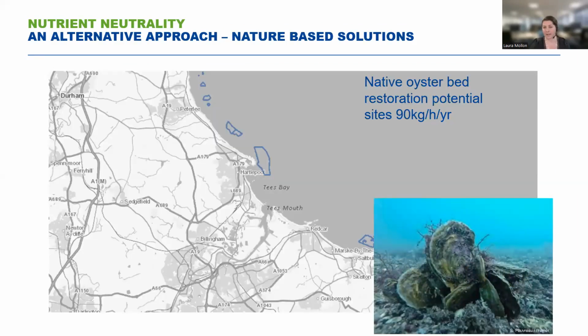Another thing we're looking at is native oyster bed restoration. Again, this removes about 90 kilos per hectare per year. We can see there some of the coastal areas that have already been highlighted by Natural England and the Environment Agency, but there are further areas within the estuary itself as well.